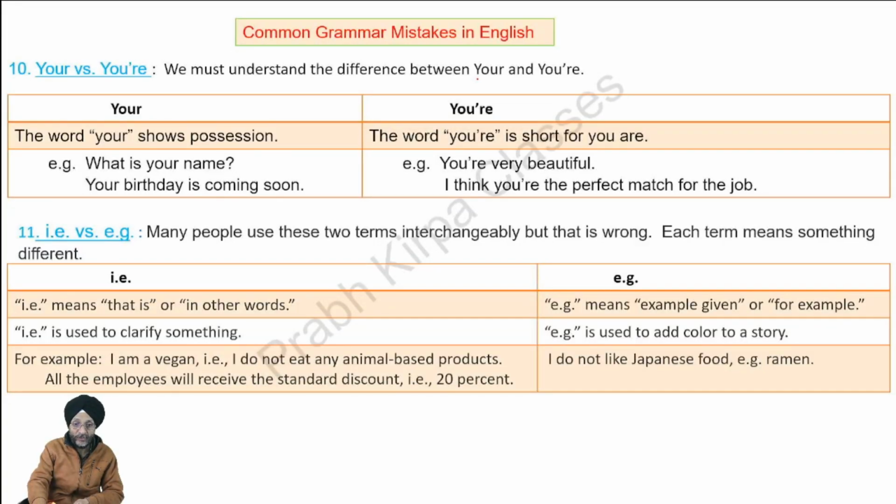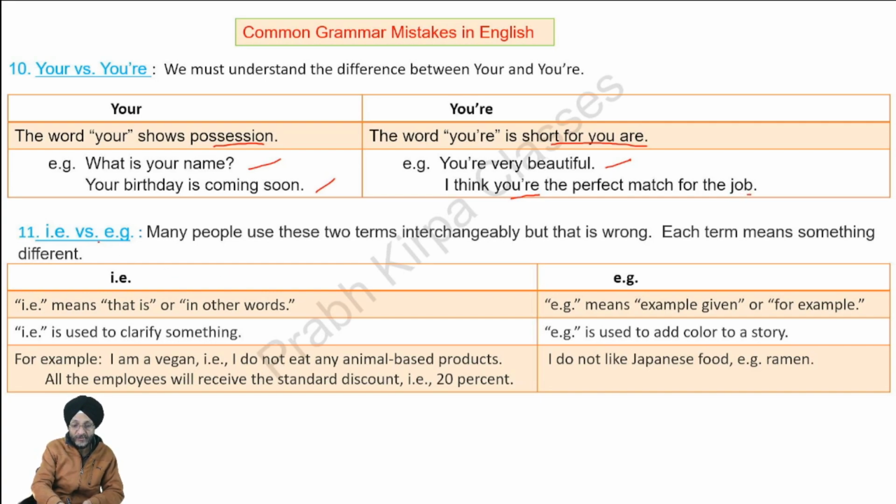Your versus you're. We must understand where we should use the word "your" and where we should use "you are." "Your" shows possession, whereas "you're" is the short form of "you are." Examples of "your": What is your name? Your birthday is coming soon. Examples of "you are": You are very beautiful. I think you are the perfect match for the job.